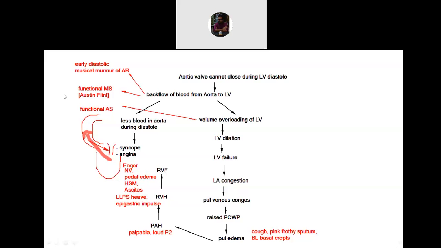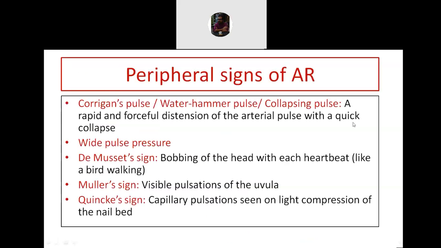Rarer causes are Marfan syndrome, where the valve is not properly formed due to a collagen defect. Autoimmune diseases like rheumatoid arthritis and SLE damage the valve, including ankylosing spondylitis, and also vasculitis like Takayasu disease. So these are the less common causes. Again, the most common cause is rheumatic heart disease.